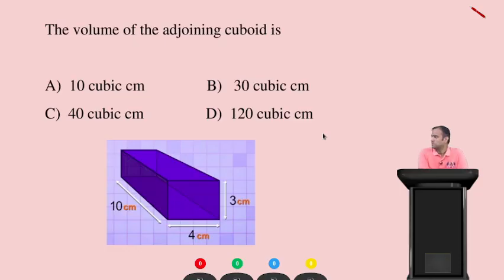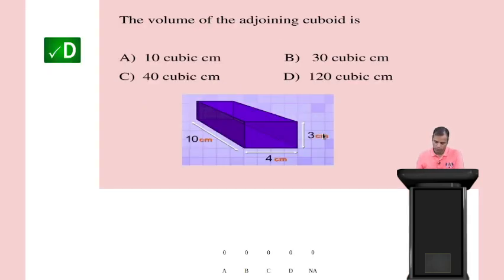Okay class, the volume of the adjoining cuboid is, and your time starts now. What is the volume of this cuboid? Okay, and your time is over. The correct answer is D, which is 120 cubic centimeter.